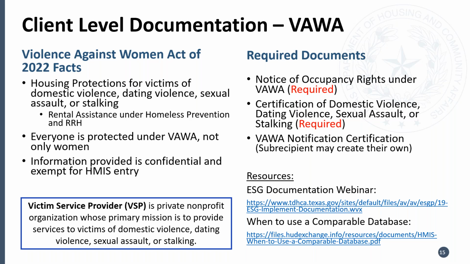Along with the notice of occupancy rights, every participant receiving rental assistance must also receive the certification of domestic violence, dating violence, sexual assault, or stalking. This form is required to be provided to the participant, but it is not required to be completed. It must be completed if the participant is seeking protections under the VAWA Act. Subrecipients may document the provision of these required forms by completing the VAWA notification certification. And we have a sample form on our TDHCA website. However, subrecipients may create their own.